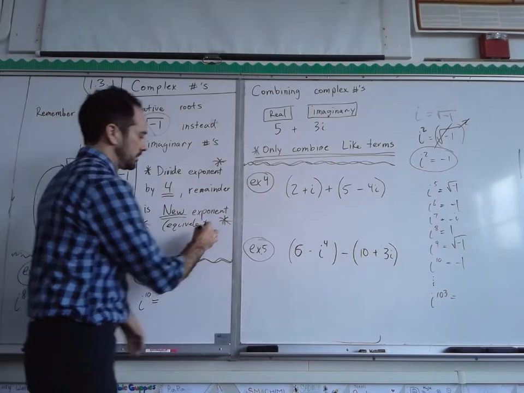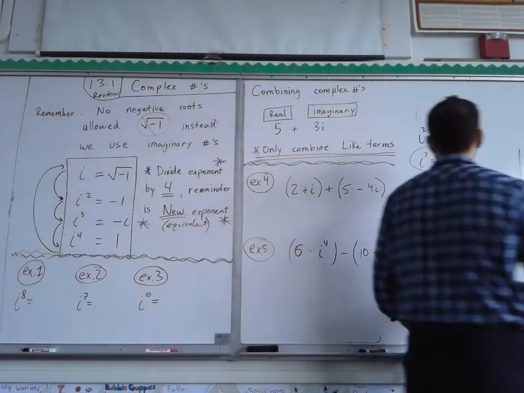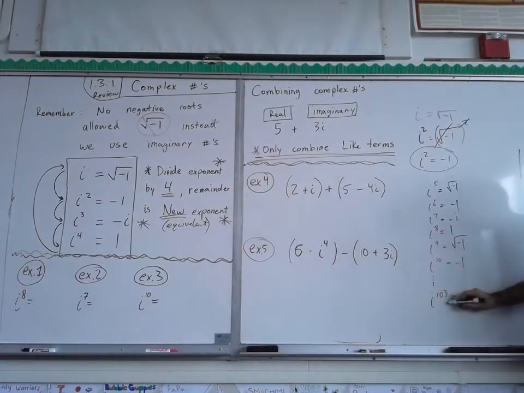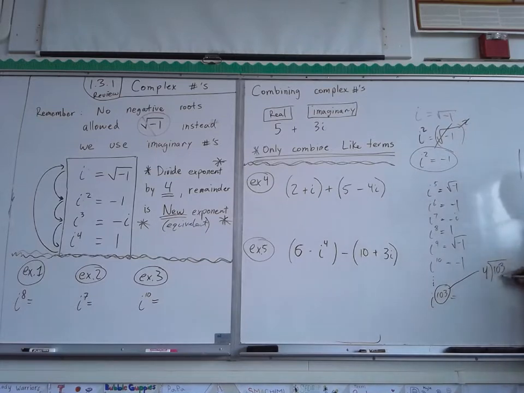All right. So I'm going to go ahead and try to do this: i to the 103rd. I'm going to take 103. I'm going to divide it by 4. I know that 25 goes into 100, so let's go ahead and jump there. I found that it's a remainder of 3.